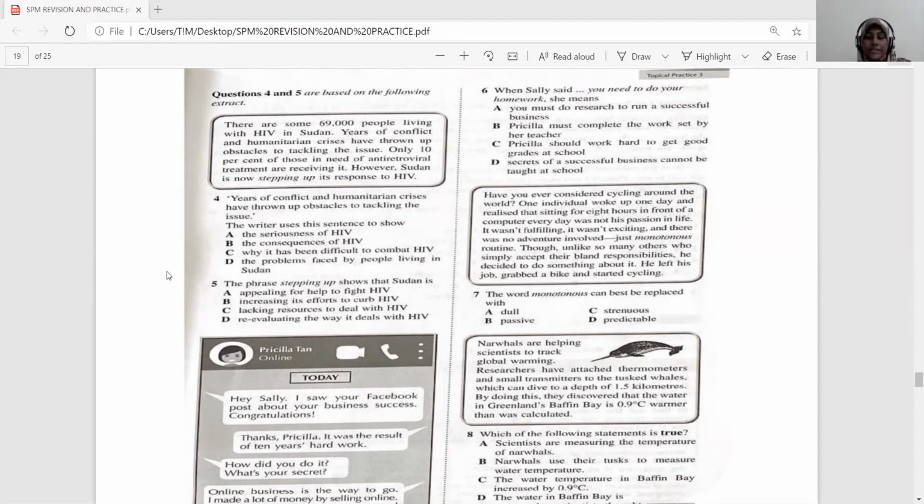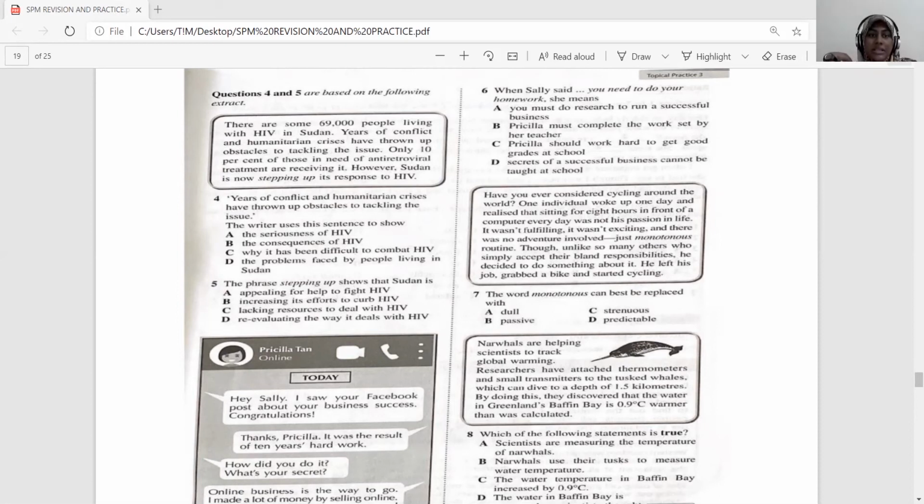Four and 5 are related. Okay, the question: years of conflict and humanitarian crisis have thrown up obstacles to tackling the issue. The writer uses the sentence to show what? Okay, I think it is A, yes. The seriousness of HIV. Okay, why?